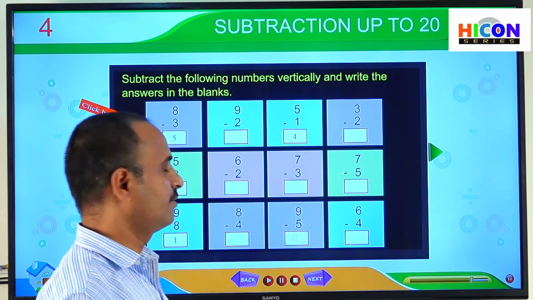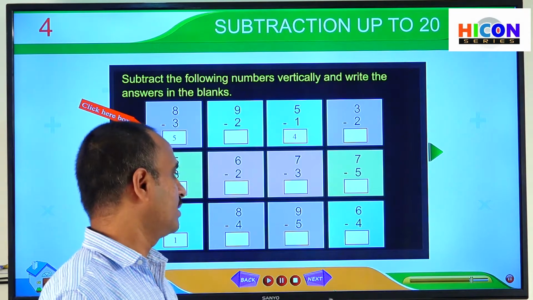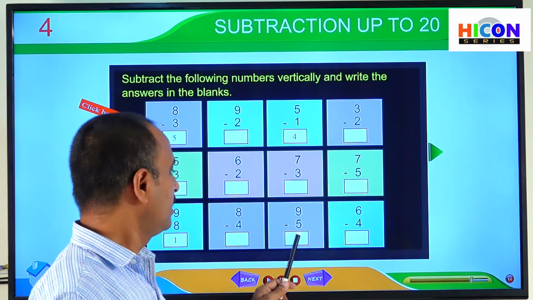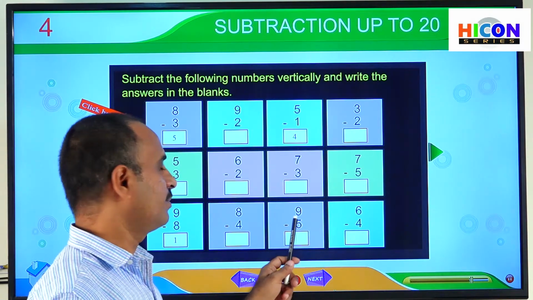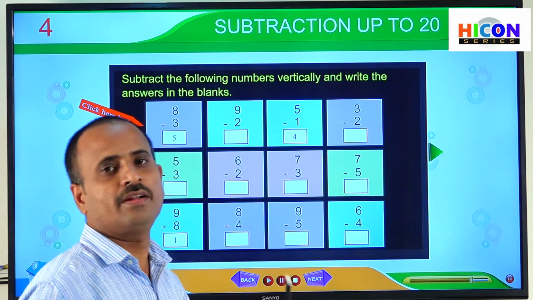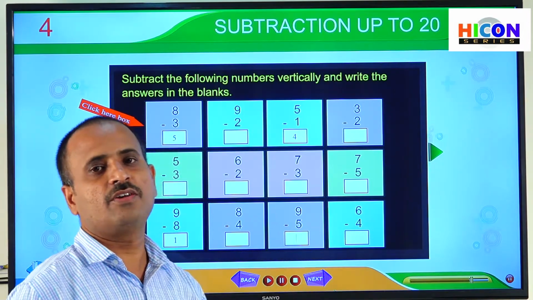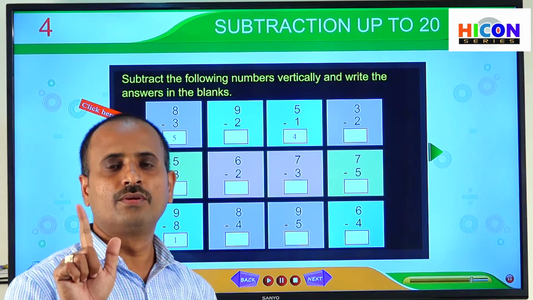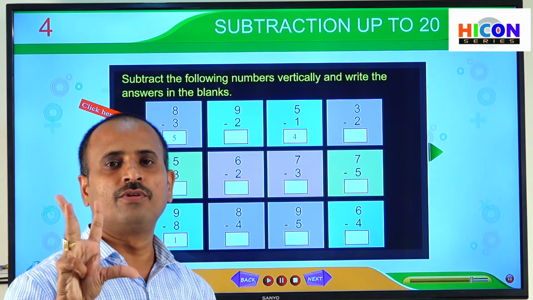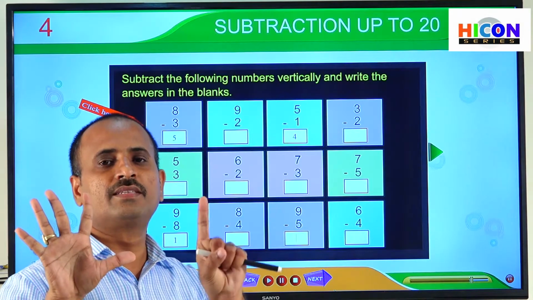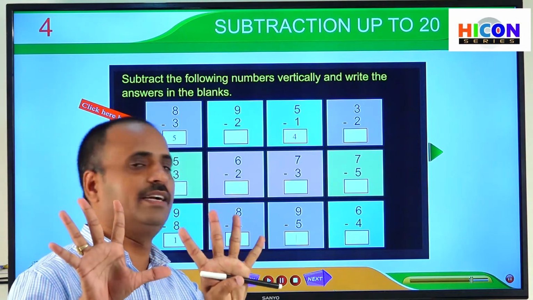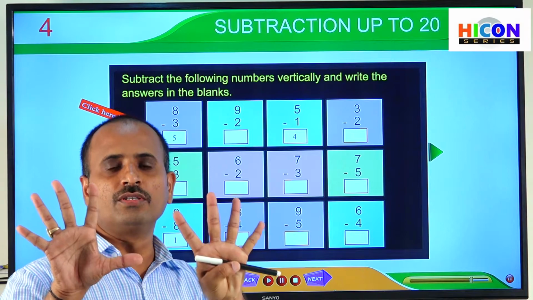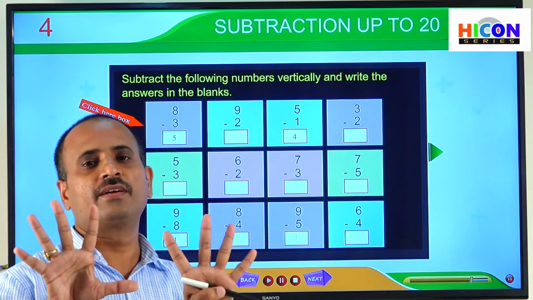9 minus 5. So here the first number is 9 and the second number is 5. Now we have to subtract 5 from 9. So what is the first number? 9. So open 9 fingers of your hand. So 1, 2, 3, 4, 5, 6, 7, 8, 9. What is the second number? 5. So close 5 fingers among 9 fingers.